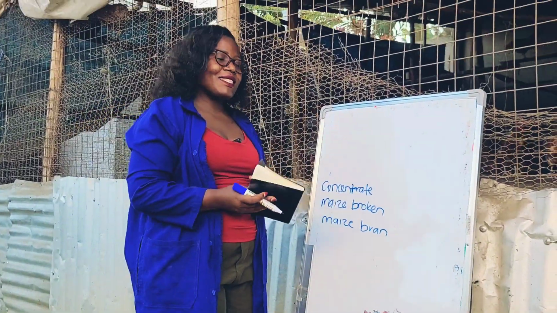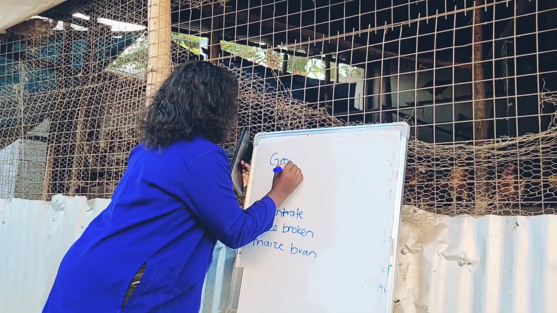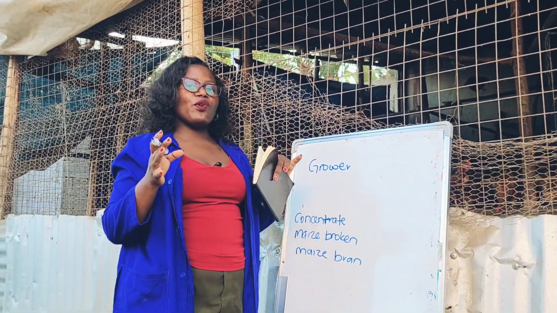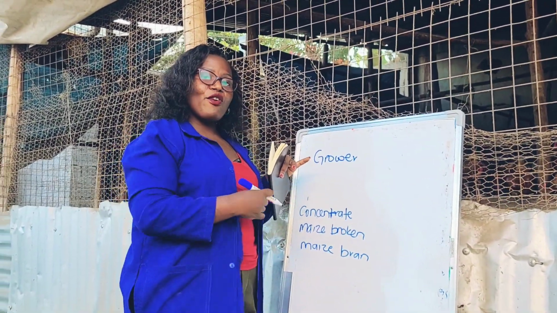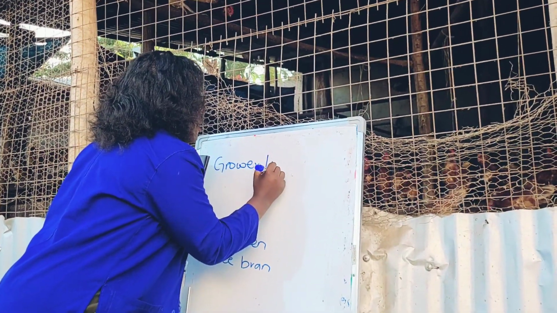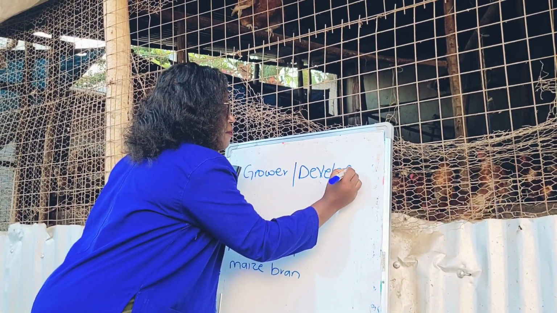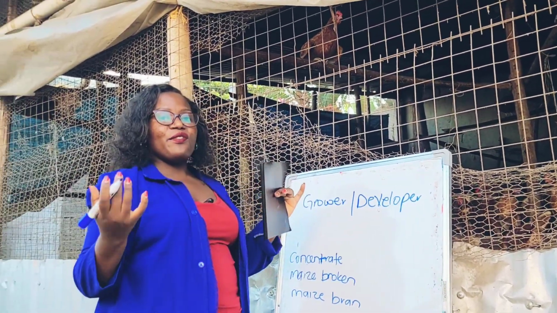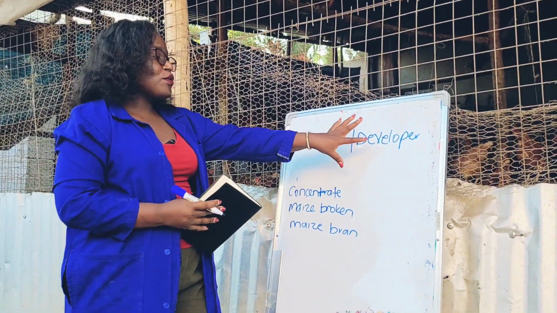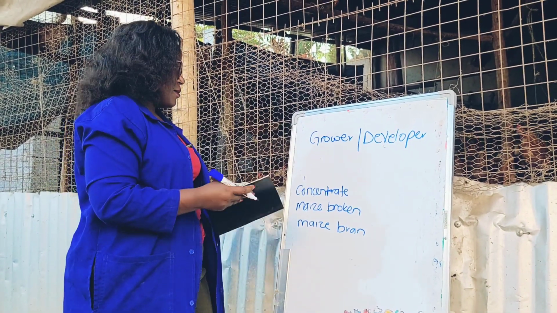Then from the starter stage, we go to the grower stage. Then from the grower stage, we go to the developer stage. I've combined those two, the grower and the developer, because the difference is very small, it is almost the same. So at these two stages, I always feed the same feeds without changing.